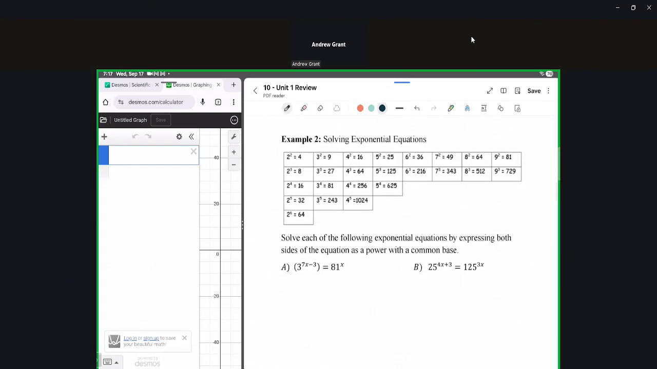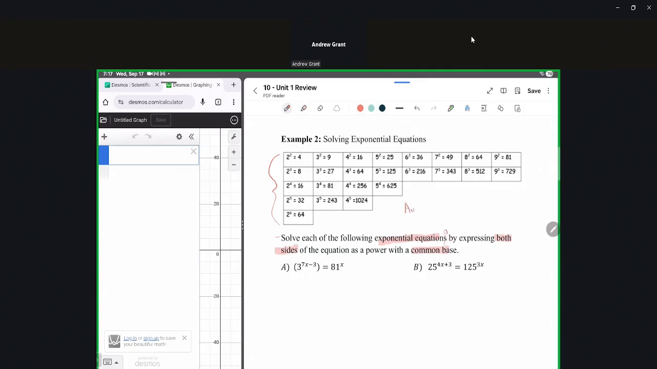So example 2 was solving exponential equations. I included as a little reference for us our powers chart that tends to have all the ones we could need. Let's go ahead and see what this question wants. So we're going to solve each of the following exponential equations by expressing both sides with a common base. Okay, so that means we want both sides to say like 7 to the power of something. And then at that point, the goal will be to equate exponents.